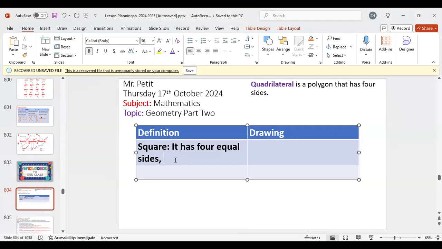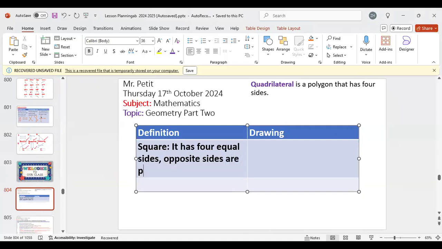Okay, all sides are equal. What do we know about opposite sides of a square? Can we say that opposite sides are parallel? Yes, sir. Opposite sides are parallel. And we know what parallel means, right? What do we know about the angles in a square?